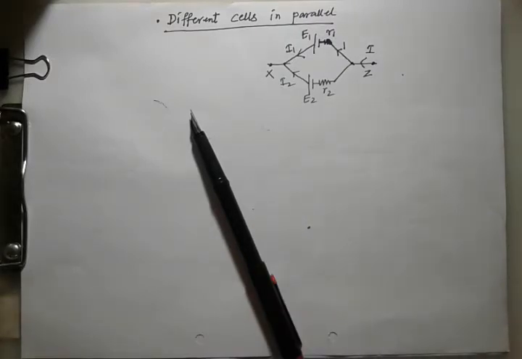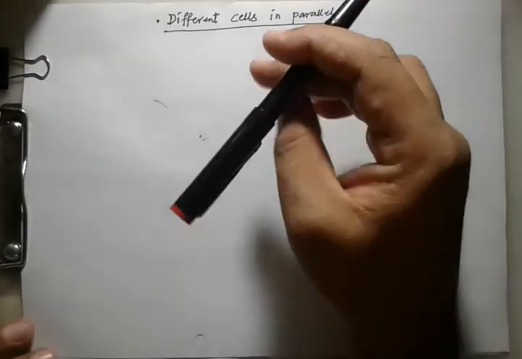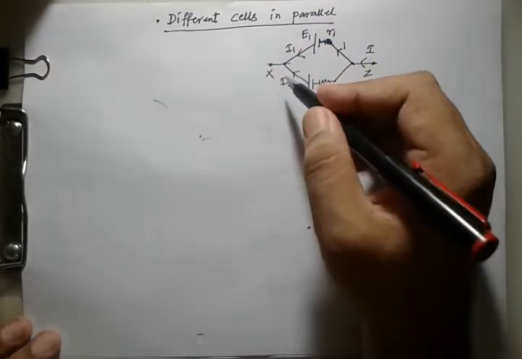Today we learn about the different cells in parallel. In the previous class we learned about the same type of cell, or identical cells, in parallel, and today we learn about different cells in parallel. I'm going to draw a diagram here.